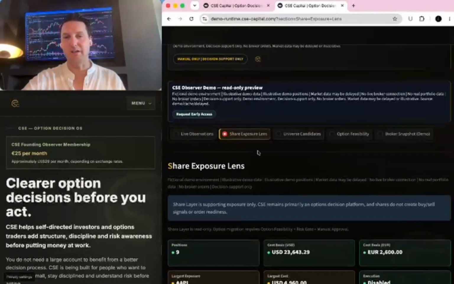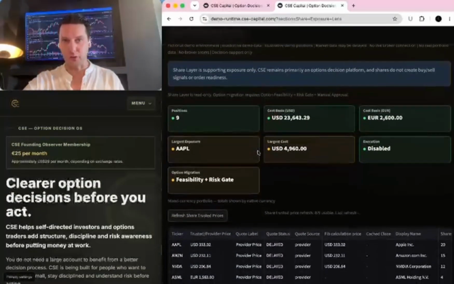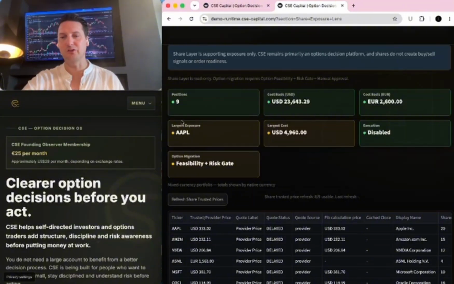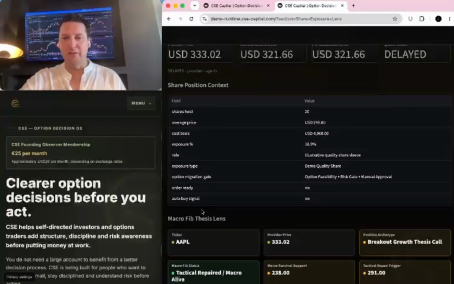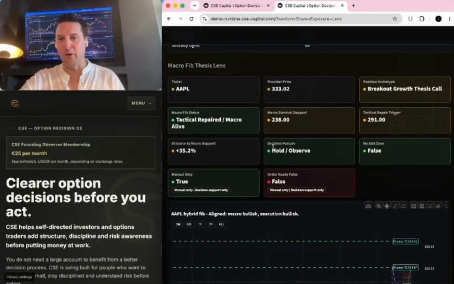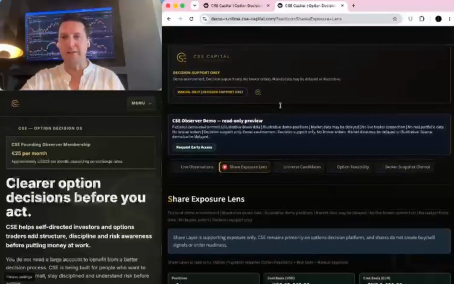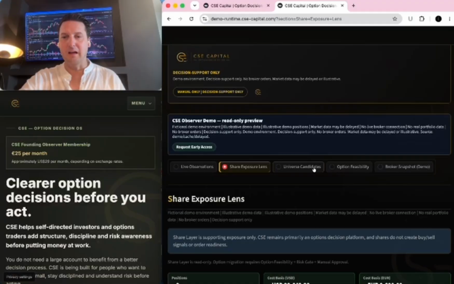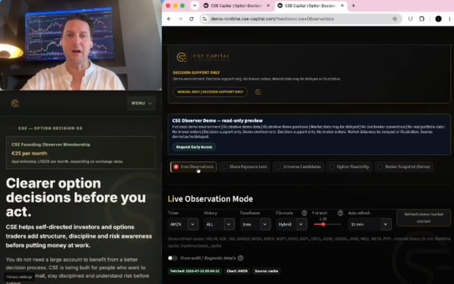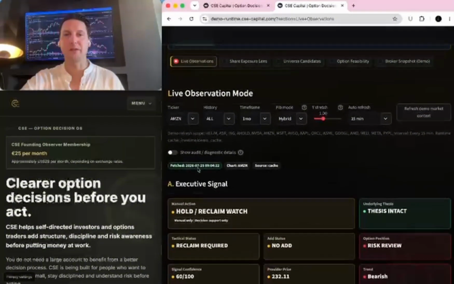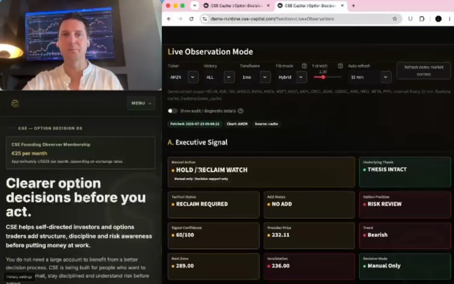And these are the share exposures. We have put 9 positions in the demo. As you can see: Apple, Amazon, NVDA, ASML, Microsoft, Oracle, Visa, Broadcom, and Google. Here we can also follow those, but we will come to that later. The option feasibility tool and the broker snapshot I will explain later. For now, we stick with the live observations.